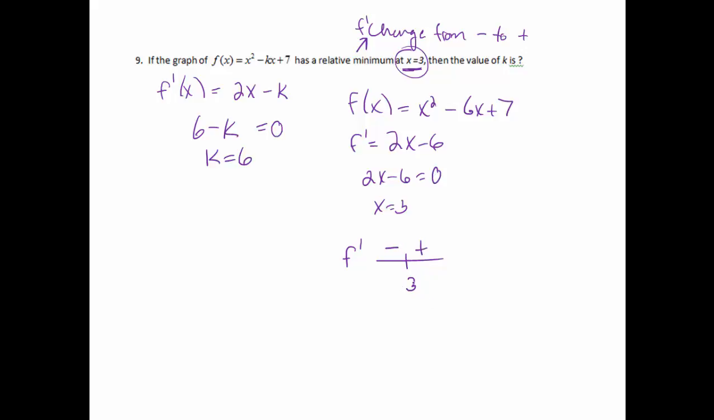So there is a relative minimum at x equals 3. So k is equal to 6. Okay, number 10, if y equals 5x times the quantity 2x plus 7 to the third, then dy/dx is equal to what?